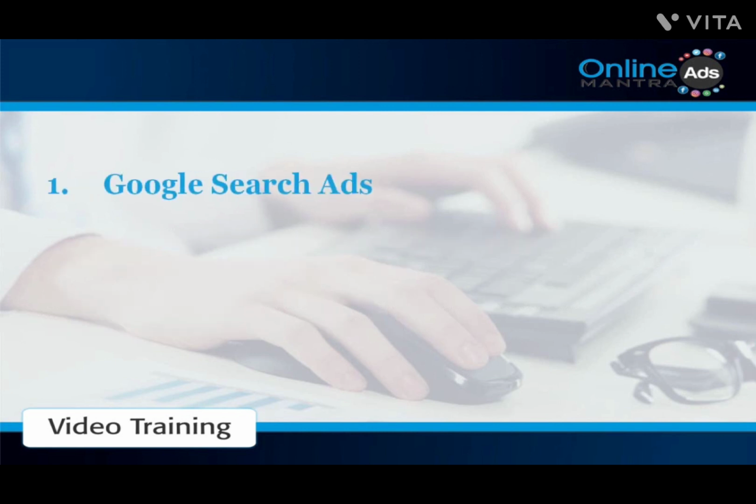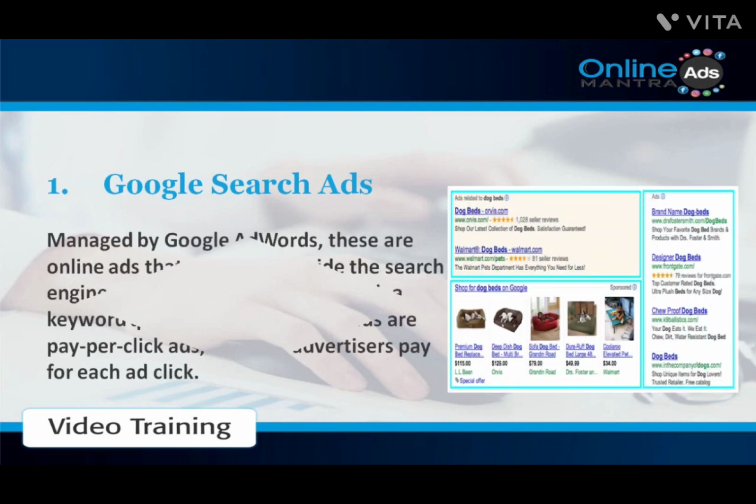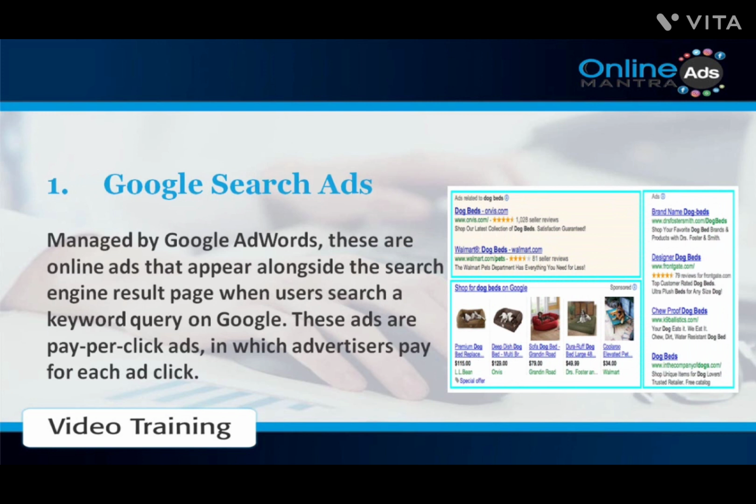Number 1, Google Search Ads. Managed by Google AdWords, these are online ads that appear alongside the search engine result page, when users search a keyword query on Google. These ads are pay-per-click ads, in which advertisers pay for each ad click.